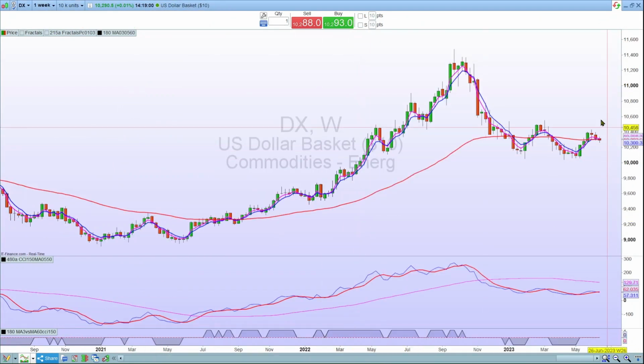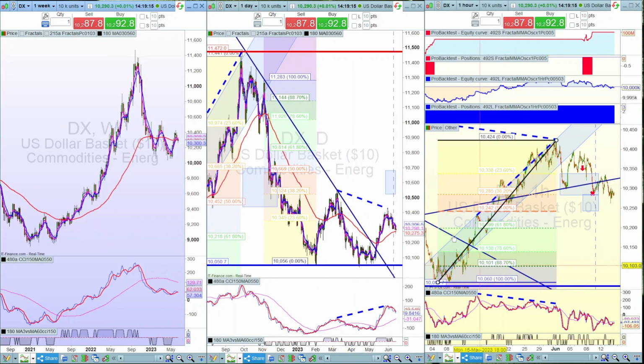Looking at the weekly first, we've got the triple moving average of the price chart and the triple moving average of the CCI 150. They're not aligned, so it's giving us this neutral signal. When they are aligned, it gives us either a bullish or a bearish signal, like it was back there during those weeks. So avoid taking trades on the hourly if the weekly and daily don't align.